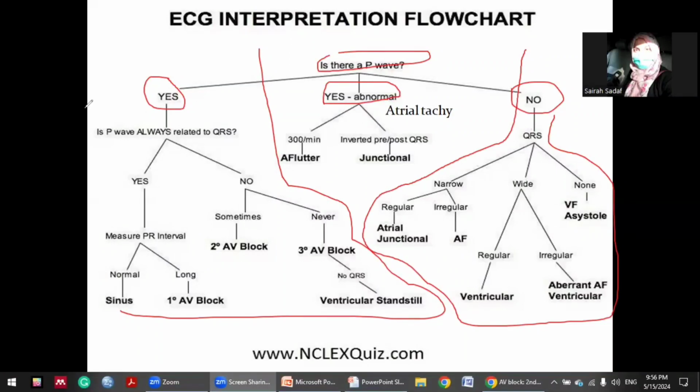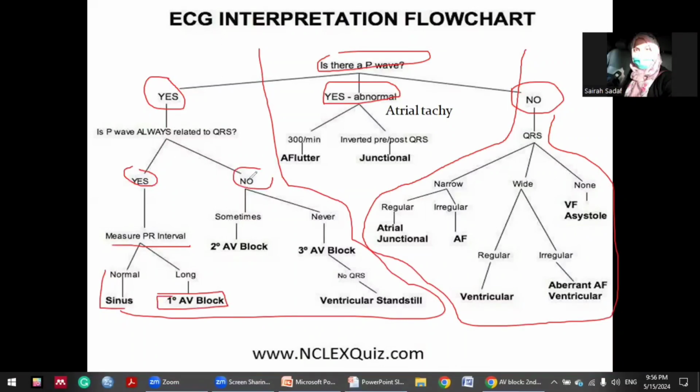Now about the P wave. Yes, there is a P wave. So if there is a P wave, is the P wave always related to the QRS complex? Yes or no? If yes, then measure the PR interval. If the PR interval is normal, then everything is good. If the PR interval is prolonged, it means that it is first degree AV block.